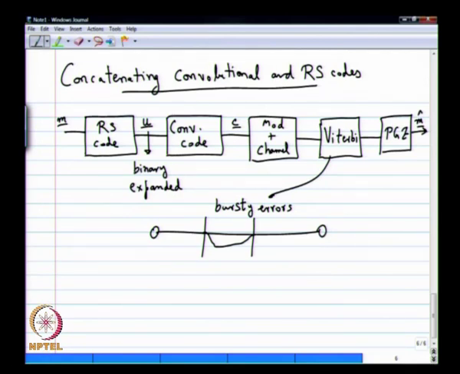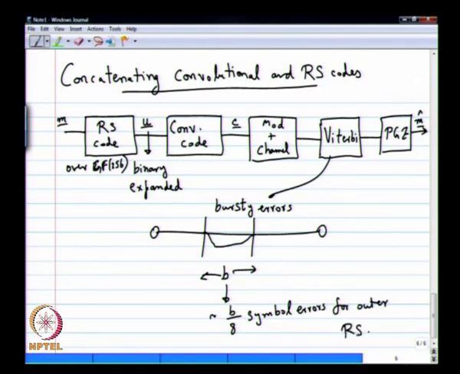Because they treat things as symbols, exactly. If you have a burst of length, say, B, and an RS code over, say, GF(256), essentially this will translate into roughly B by 8 symbol errors. And your Reed Solomon code will handsomely correct those errors.